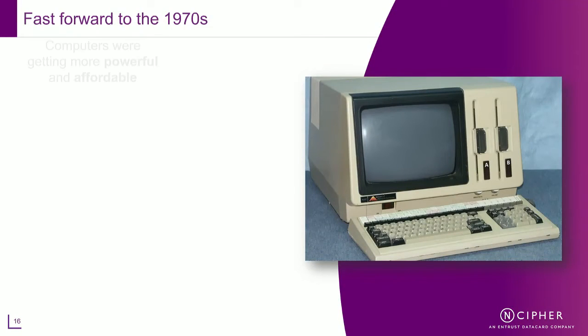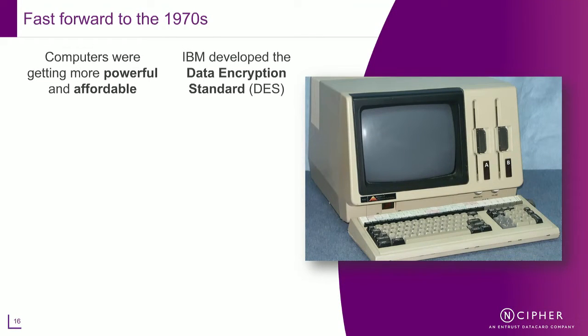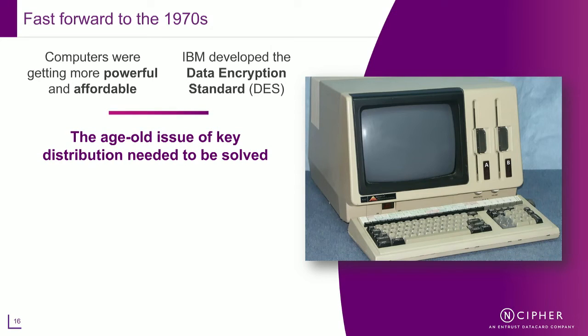So fast forwarding to the 1970s, as computers were getting more powerful and affordable, IBM developed something called the Data Encryption Standard. But the one problem that they had was they needed to be able to securely exchange the key between two different computers. Now, in the days of old, if you wanted to exchange a key, you met somebody in a park, on a park bench, and you slipped a piece of paper between the two of you, or maybe you made a phone call and you said, okay, the key is going to be, whatever it is. But with a computer, you didn't have that type of luxury.